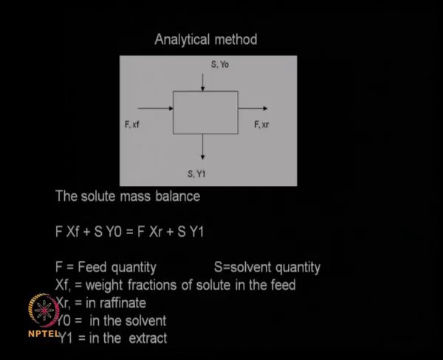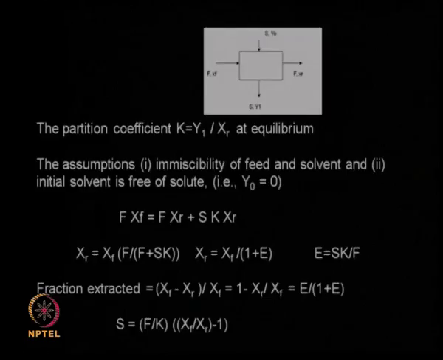Quite straightforward. Once you do that, we know that the partition coefficient K is given by the ratio of the solute concentration in these two streams, right. So, K is equal to Y1 by XR, and Y1 is going to be larger than XR. So, obviously K will be larger than 1. So, the higher the value of K, the more efficient is your extraction process.